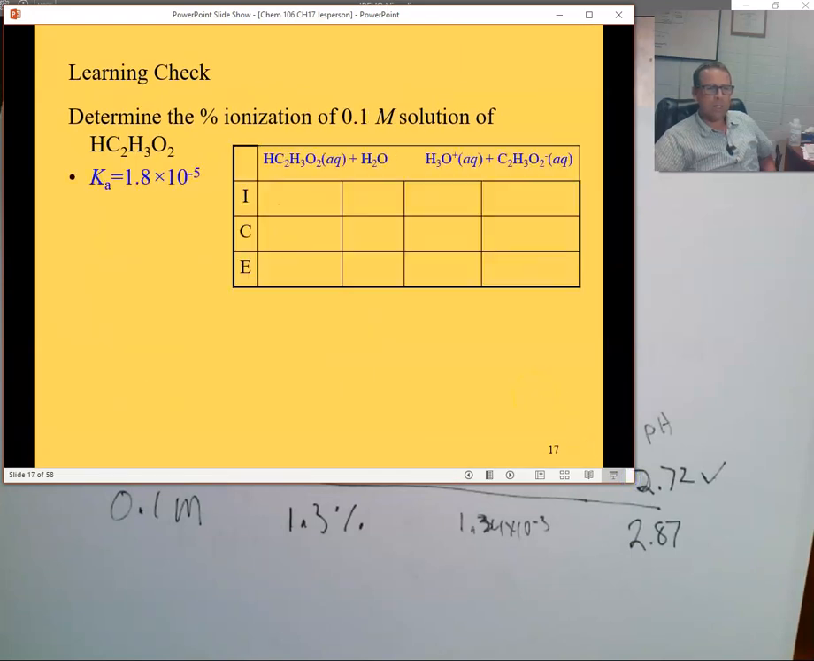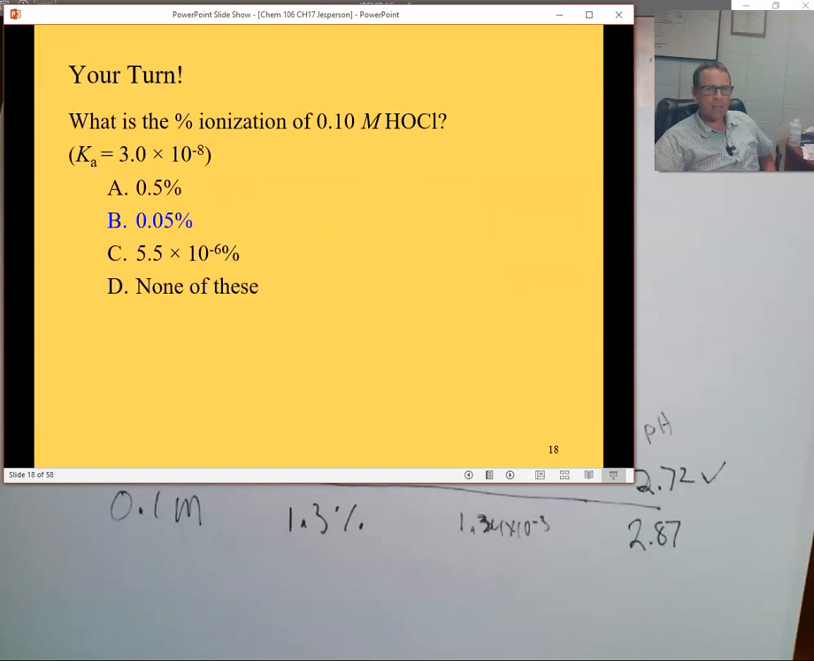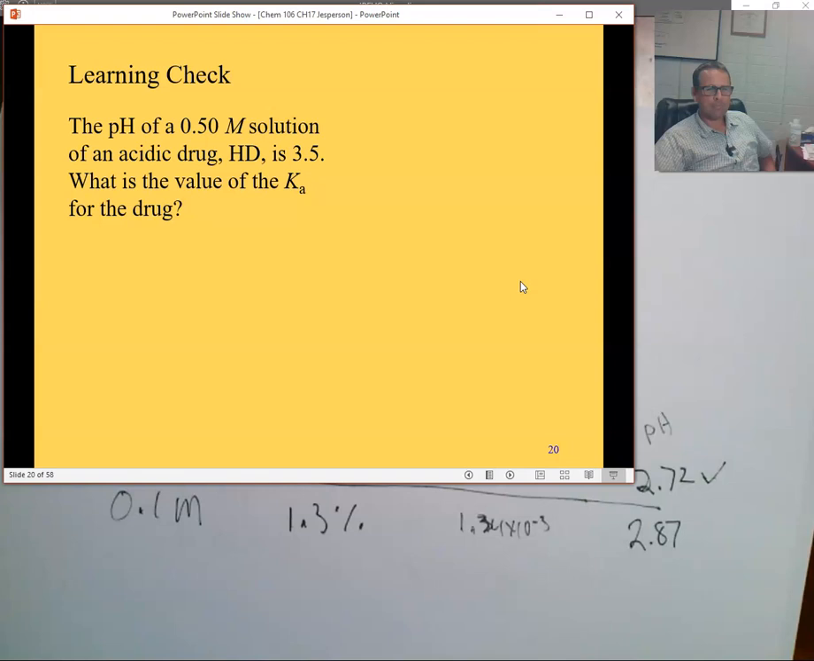So, percent ionization of this one, we already did that. Let's see, here we are. And we can skip those ones as well. All right, let's see if we can get this, though. Now, pH of a 0.05 molar solution of an acidic drug, HD, that's our nice drug. It's an acid. It's 3.5. What's the value of Ka for the drug?